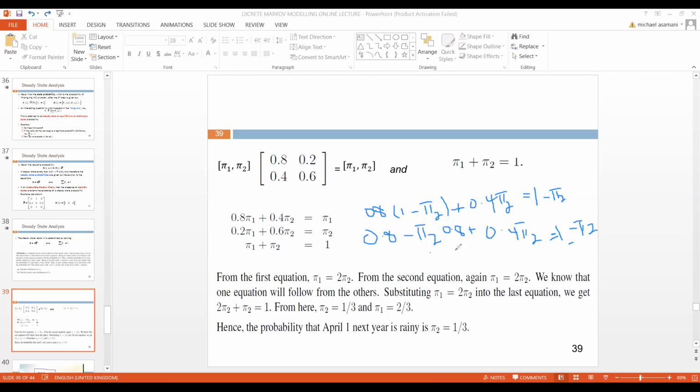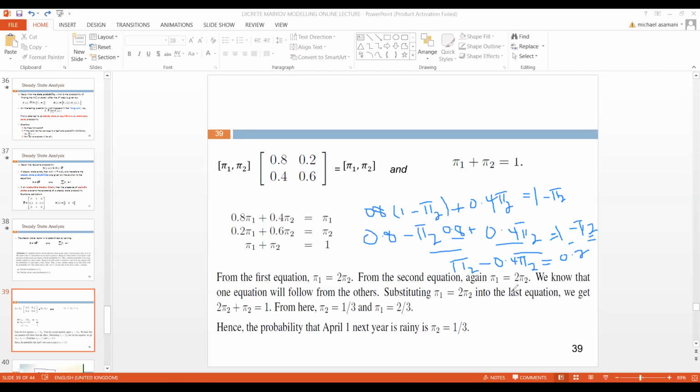So essentially, we have pi 2 here, we have pi 2 here, we have pi 2 here. So we can move this 0.8 to the other side, which means it will be 1 minus 0.8, which is 0.2 there. And at this side, we have 0.4 minus 0.8, so that will be negative 0.4 pi 2. And we have a pi 2 here, so when we bring it over, it will be plus pi 2.